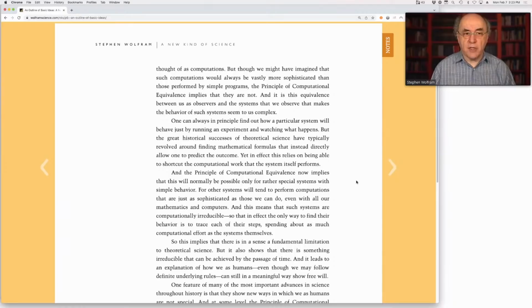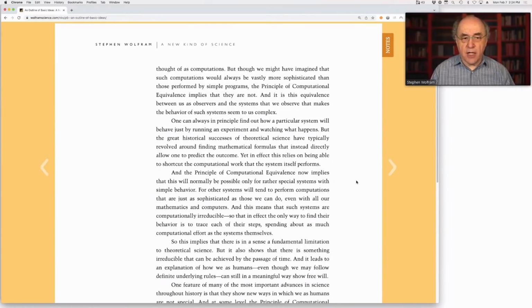And it is this equivalence between us as observers and the systems that we observe that makes the behavior of such systems seem to us complex. One can always, in principle, find out how a particular system will behave just by running an experiment and watching what happens. But the great historical successes of theoretical science have typically revolved around finding mathematical formulas that instead directly allow one to predict the outcome.